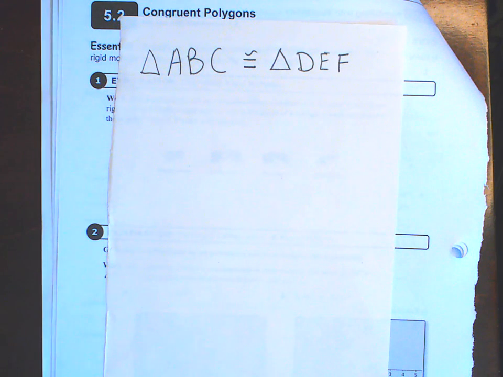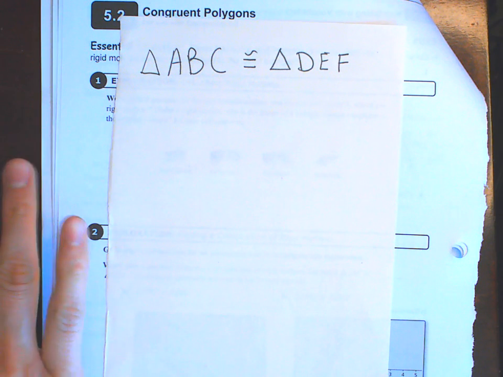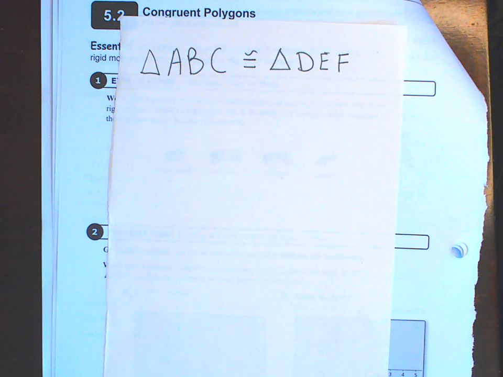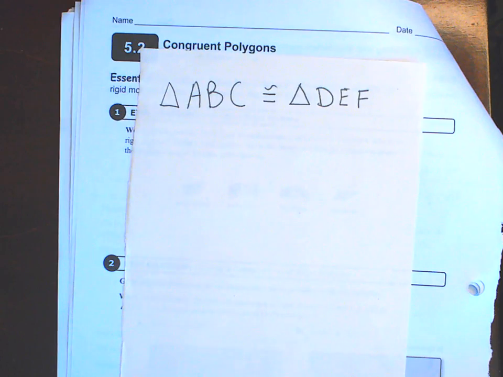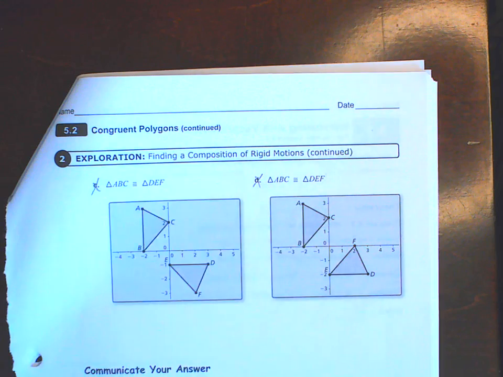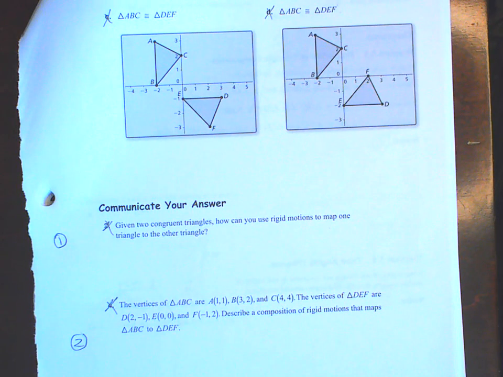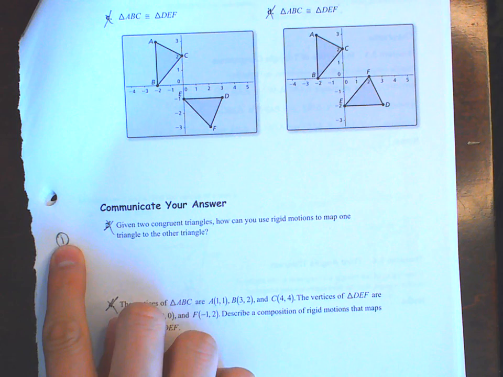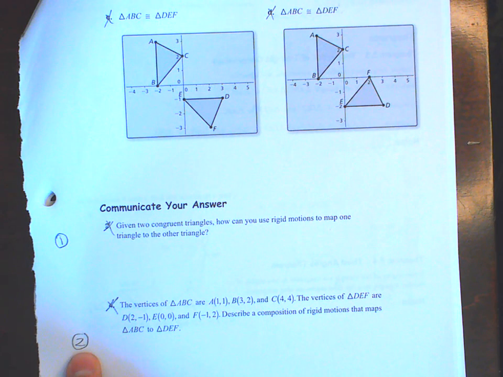Hi, welcome to lesson 5.2, Congruent Polygons. So we are on page 128. For page 128, you are going to need a half sheet of paper and you're going to glue that on 128. On page 129, you are going to cross off these two. And at the bottom of page 129, you are going to do example number 1 here and example number 2 right there.